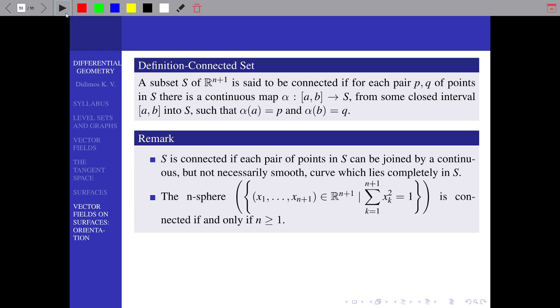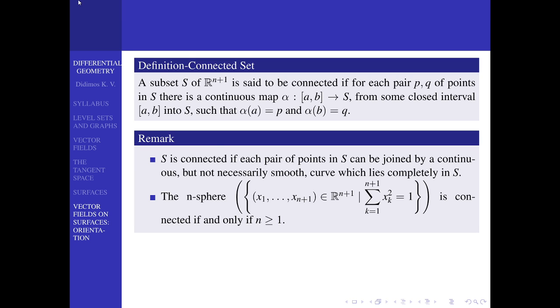Today we discuss chapter 5, the rest of the portions of chapter 5. We have a definition here. A subset S of R^(n+1) is said to be connected if for each pair P, Q of points in S, there is a continuous map alpha from the closed interval [a, b], rather than the open interval (a, b), to S, such that alpha of a should be P and alpha of b should be Q. This is the condition.